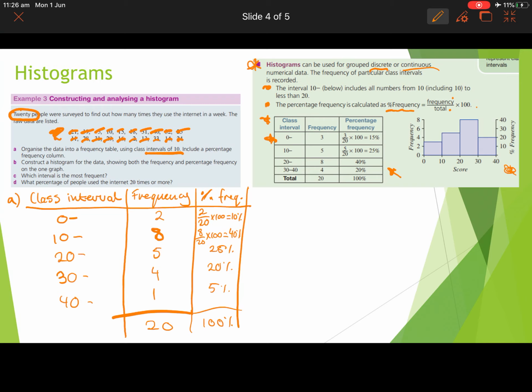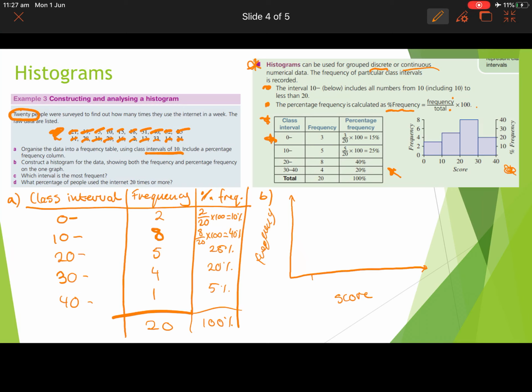Okay, so that's A. B says, construct a histogram showing both the frequency and percentage frequency on the one graph. So it's very similar to before when you do a histogram. So you do your axes, okay? And we've got your frequency on this side. And down here is your class interval, or another word is score. It just means all your numbers.